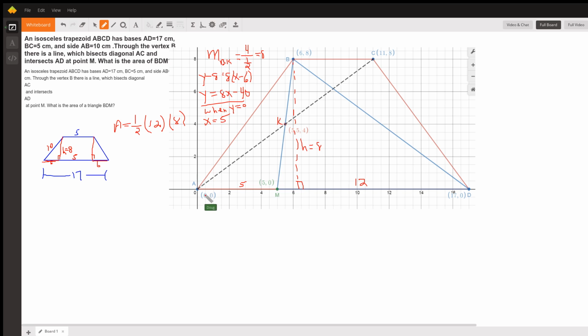And so we essentially found the point of intersection of the line y equals 0 with the line y equals 8x minus 40. And so that's this point right here. And that allows us to draw the conclusion that the area of triangle BDM is 48 square centimeters, or centimeters squared. Okay, hope you understood all that.